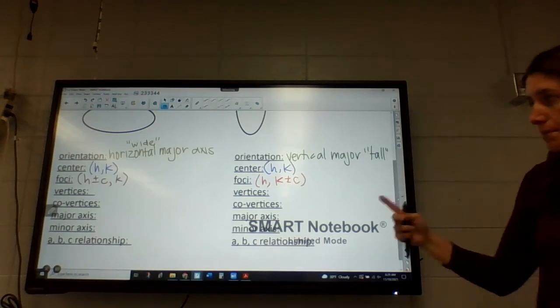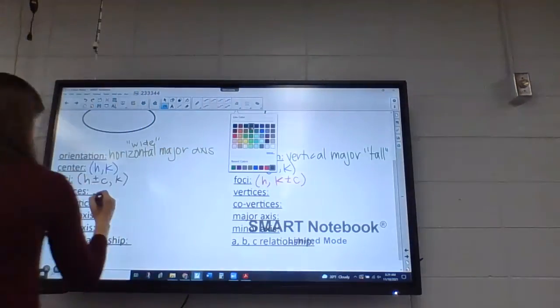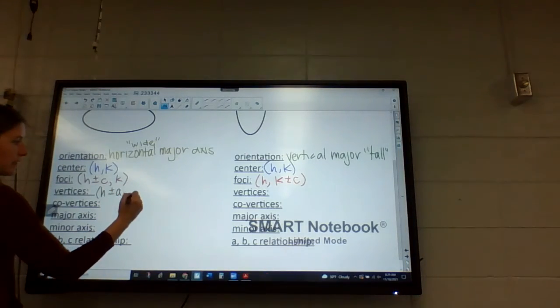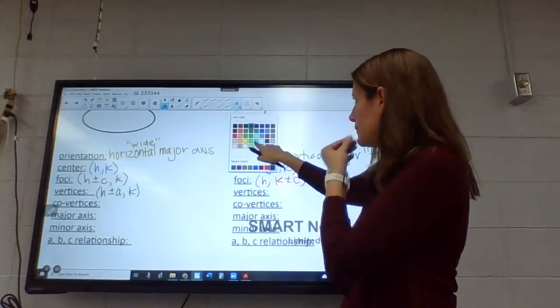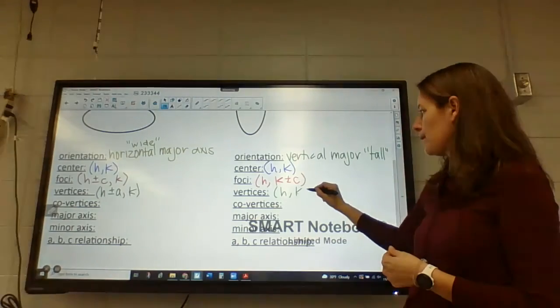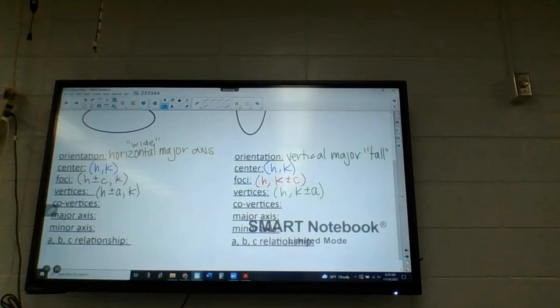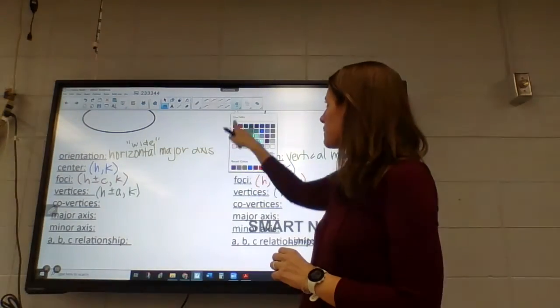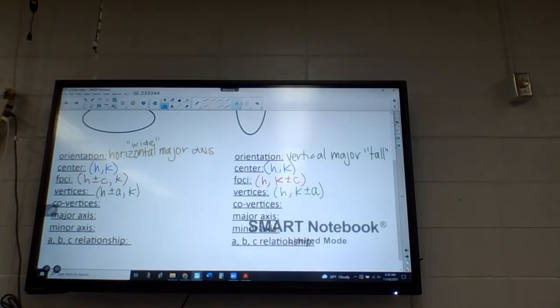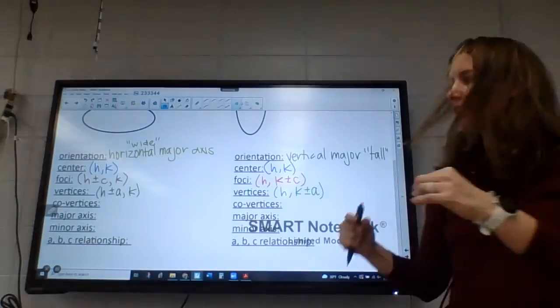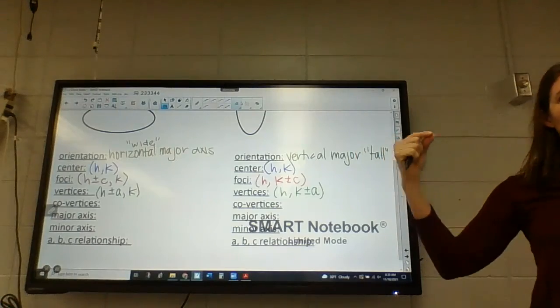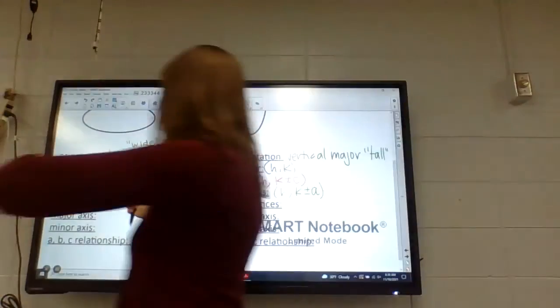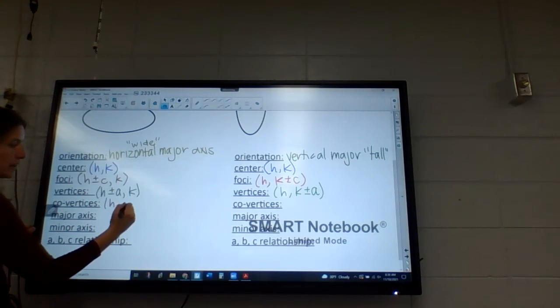The vertices are similar, but this one involves the A value. So it's H plus or minus A, comma, K. Our next one are co-vertices. I want to make sure I have them right. So now the vertices are on the major axis, so we're changing the H's. Now the co-vertices are on the other axis, so we're going to change the other coordinate. So this one's going to be H, comma, K plus or minus B.